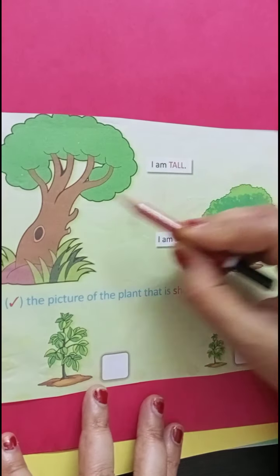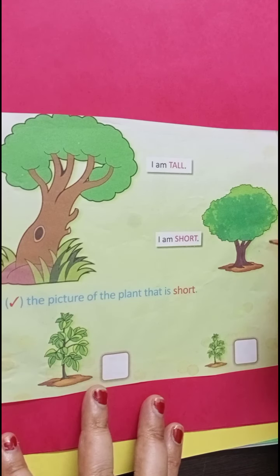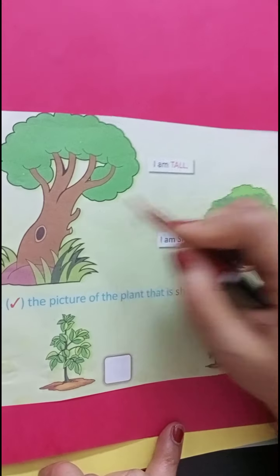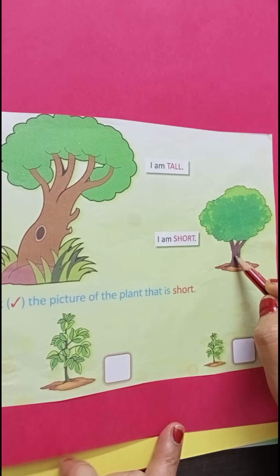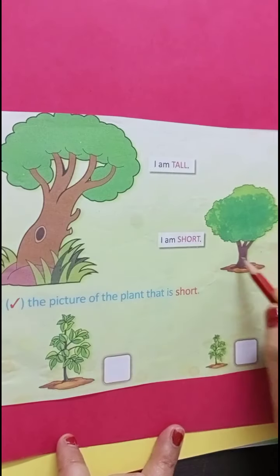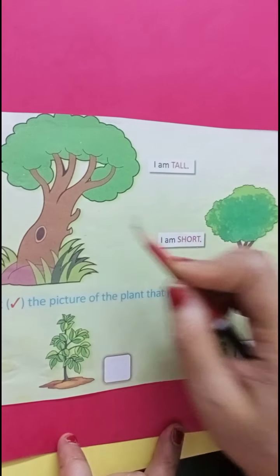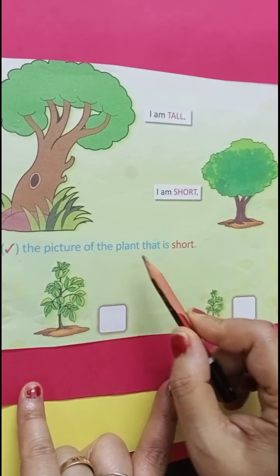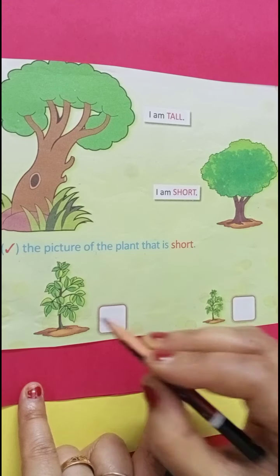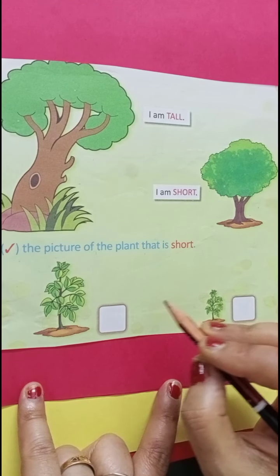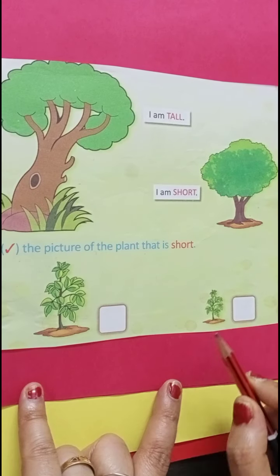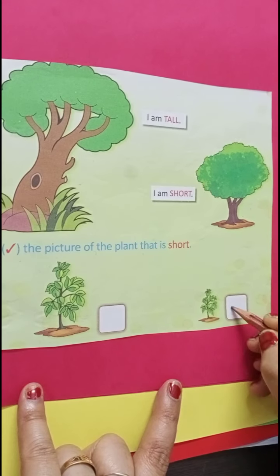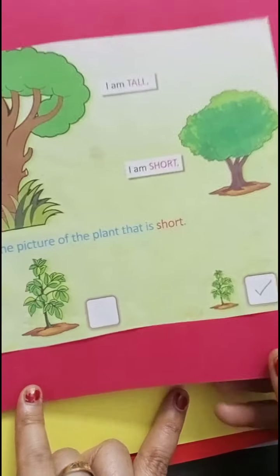Some examples. Which tree is tall here and which one is short? This tree is tall, but this tree is short. Tall, short. Okay? Tick the picture of the plant that is short. We have to put a tick on the plant which is a short one. Which one is short here? This one or this one? Yes, this one is short. Okay?